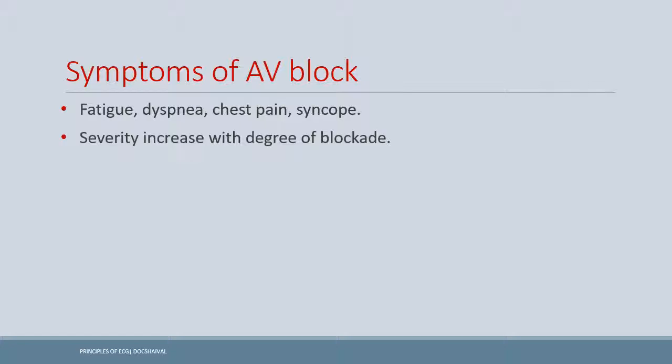Symptoms of the atrioventricular block are usually fatigue, dyspnea, chest pain, and syncope, but these are not seen in the Mobitz type 1 second degree block and even the first degree AV block, but these are mostly seen in the third degree AV block or even in the Mobitz type 2. So yes, the severity increases with the degree of blockade.